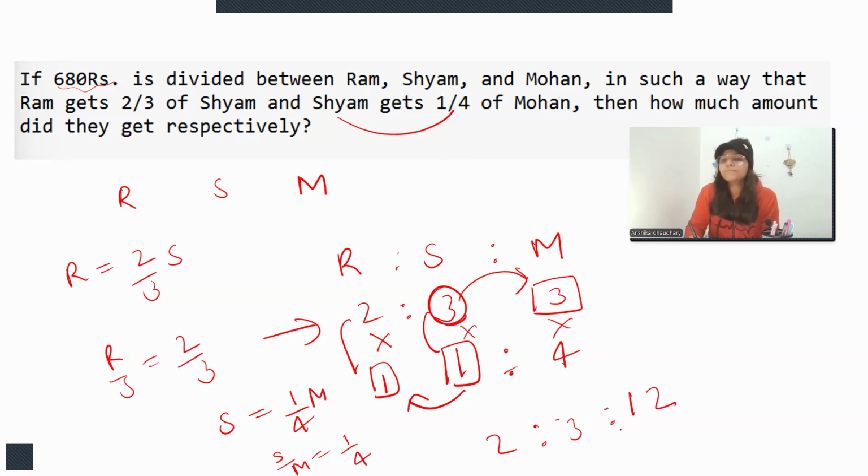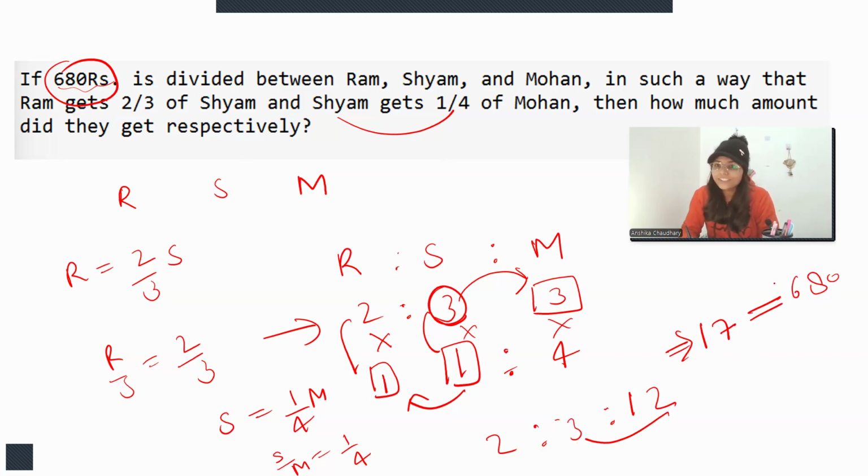So this is our complete ratio, right? Now what it is saying is that the total amount was 680 rupees. But according to us, what is the total amount? 12 plus 3 is 15 plus 2 is 17. According to us the total is 17, but the question says the total amount was 680 rupees. So if 17 is equal to 680 rupees, I can find the value of 1, which is 680 upon 17. So it will become 40, right? So that means one part is 40. Now, this part is of Ram, this part is of Shyam, this part is of Mohan.